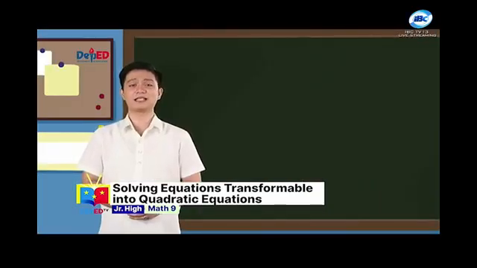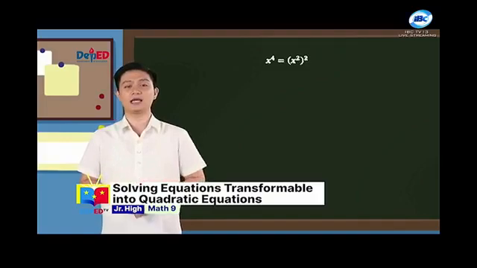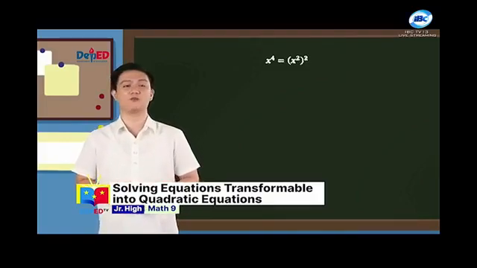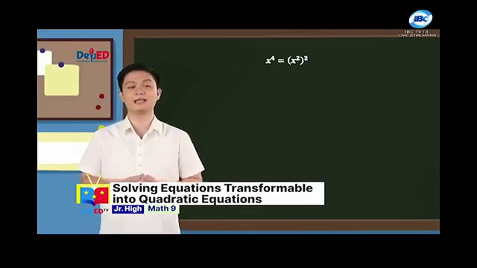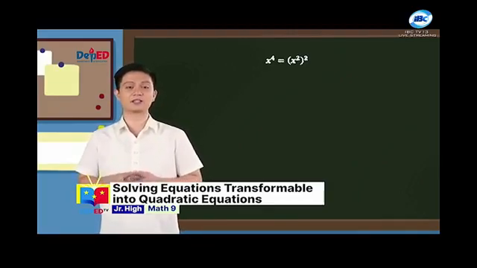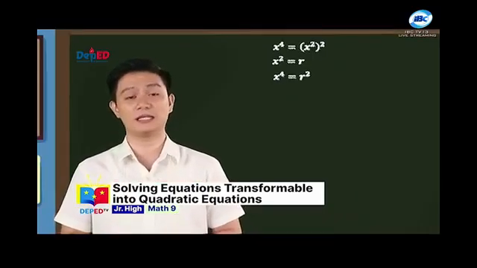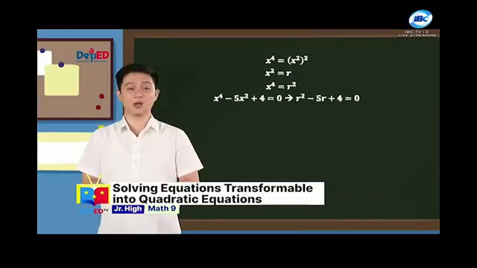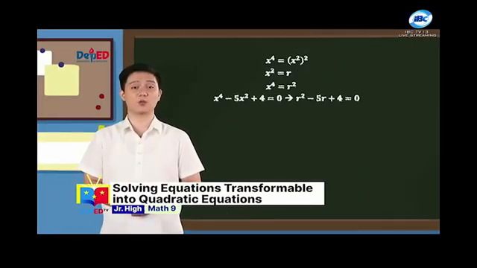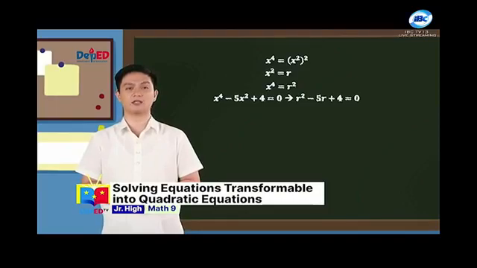Time is up. Since the equation is of degree 4, and we can express the leading term x to the 4th power in terms of the quadratic term x squared, where x to the 4th is equal to the square of x squared, we can let x squared be equal to another variable, say for instance, r. It follows then that x to the 4th power must be equal to r squared. The equation x to the 4th power minus 5x squared plus 4 equals 0 should then be written as r squared minus 5r plus 4 equals 0.